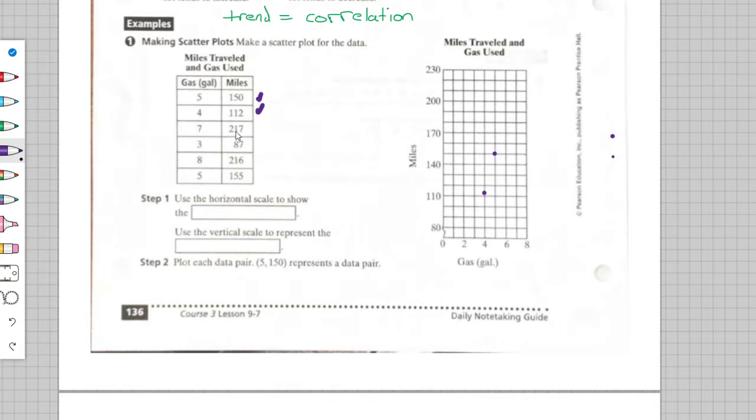Now let's try 7 and 217. So 7 along the x, and then all the way up to 217. So again, this is 210, 220, 217 is going to be kind of a little more than half, closer to 220, so I'm going to plot that there. Now we're going to do 3 and 87, so we're going to go to 3 and 87, again, just a little bit above half.